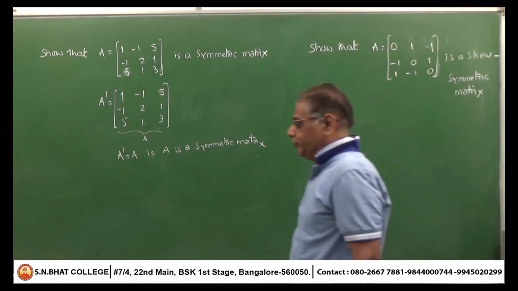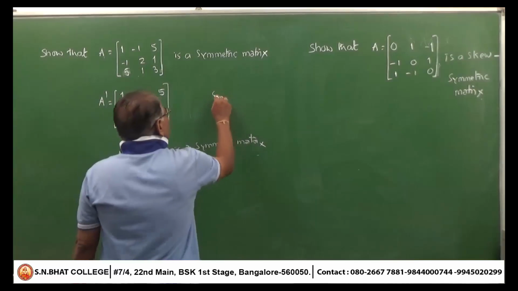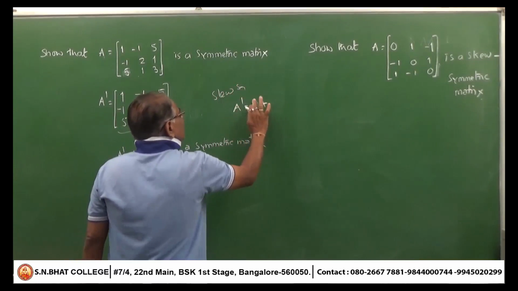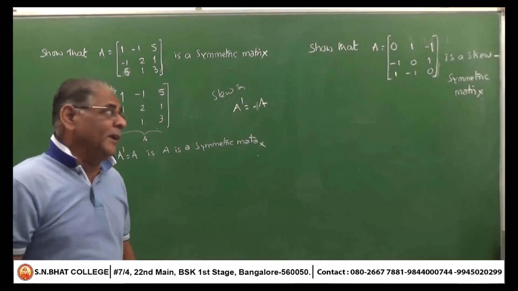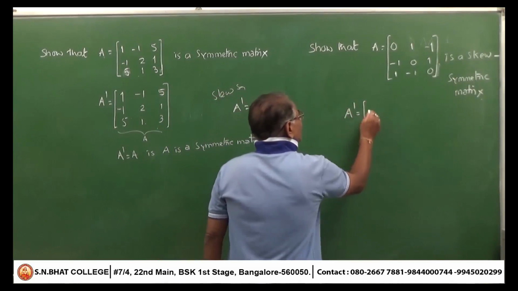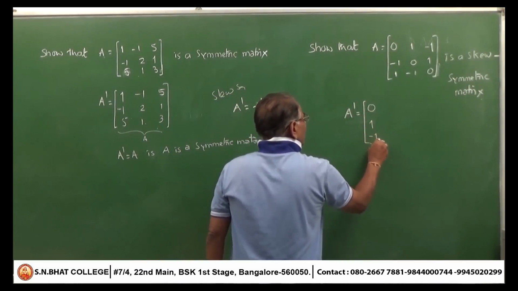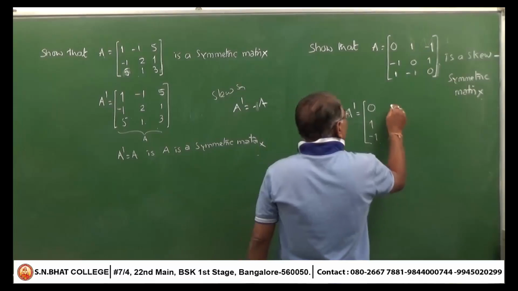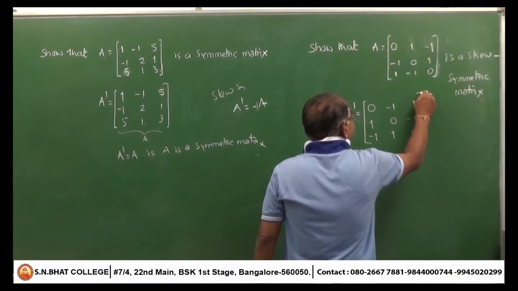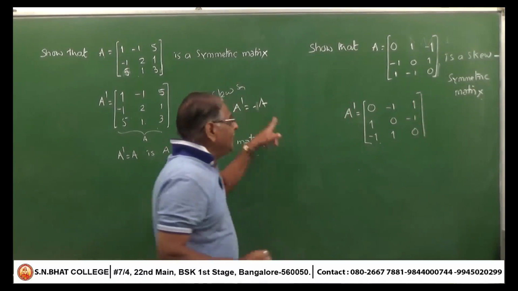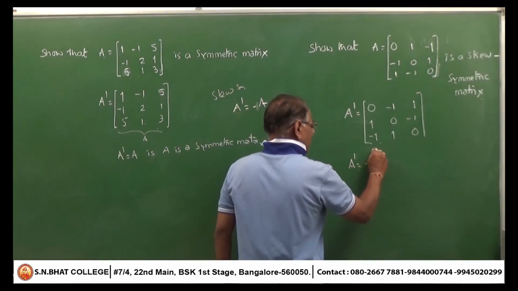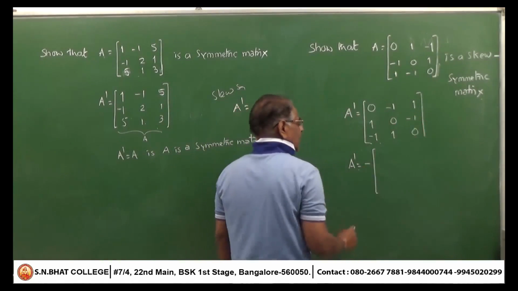A is given, calculate A transpose. The definition of skew symmetric is A transpose must be equal to minus A. Calculate A transpose by interchanging rows and columns. 0, 1, minus 1. Write rows as columns, columns as rows. Minus 1, 0, 1. 1, minus 1, 0. To get minus A, you take out minus as a common factor from each element.